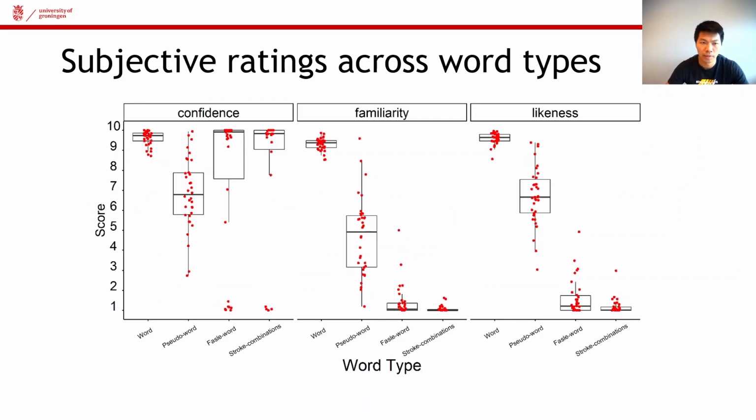The subjective ratings across the word types have shown that the participants were more confident with the words, false words, and stroke combinations compared to the pseudo-words. On familiarity and word likeness, the words achieved the highest score because they are words, and the pseudo-words show the highest variability, whereas false words and stroke combinations are less familiar and don't look like words.